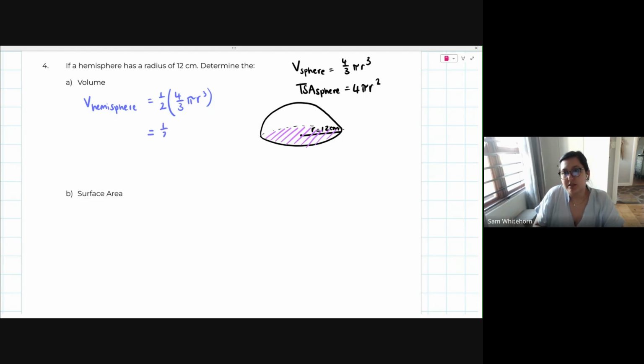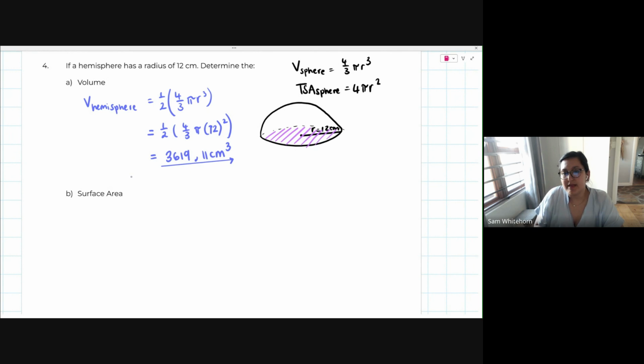So once we substitute in, we've got a half, 4/3 pi. My radius is 12 cubed. And we end up with a volume of, I think you just swapped your numbers around, so don't panic. 3,619.11 centimeters cubed. That's the volume of half of my sphere.